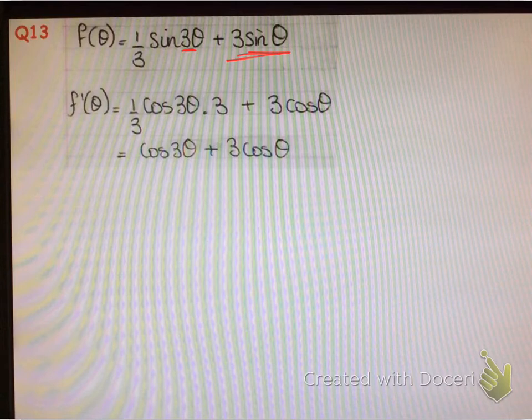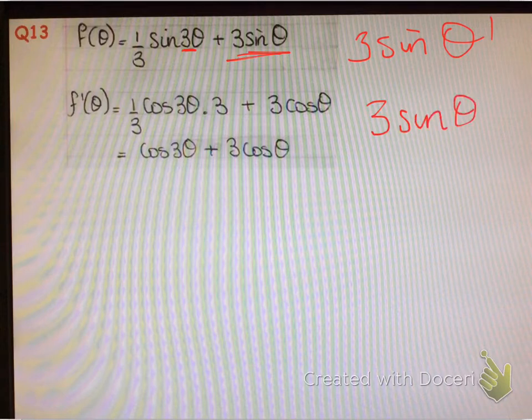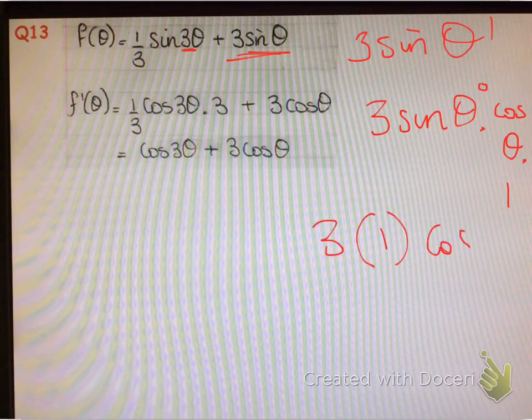Okay, if you weren't able to follow what I was saying there, it's 3 sine theta. We want to derive it, so that's a power of 1. 1 times 3 is 3 by the bracket to the power of 0, multiplied by the derivative of the sine function, which is cos theta, multiplied by the derivative of theta, which is 1. So that becomes 3 by sine theta to the power of 0 is 1 times cos theta by 1. That's 3 cos theta.